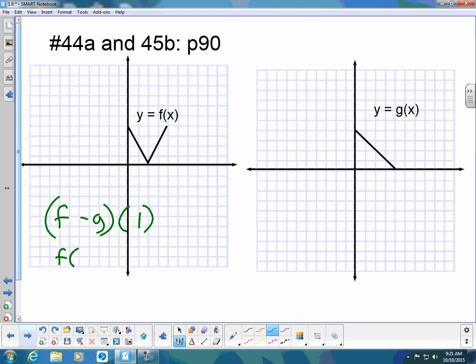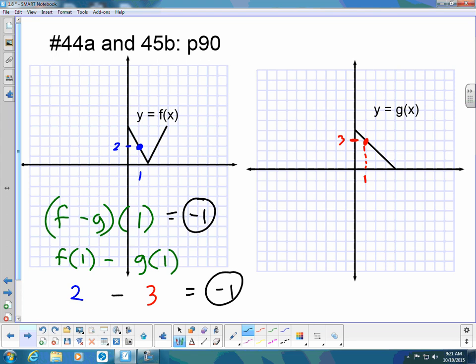Well, let me remind you that means f of 1 minus g of 1. So I need to find my f of 1. If this is my f function here, then here's 1, and so my f of 1 is this height right here, which is 2. So f of 1 equals 2. And then over here, on my g function, what's g of 1? Well, here's 1, and so g of 1 is up here at a height of 3, right? And so g of 1 is equal to 3, and when I subtract those, I get 2 minus 3 gives me -1. So my answer for problem 44A would be -1.